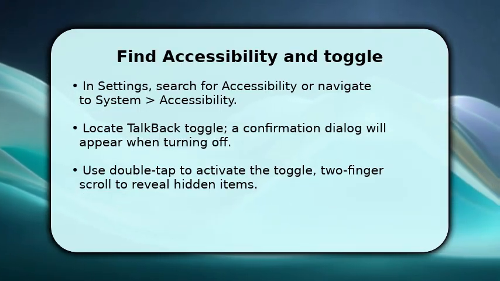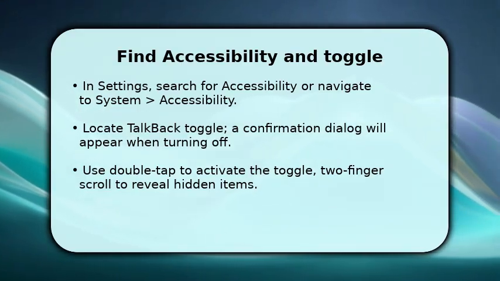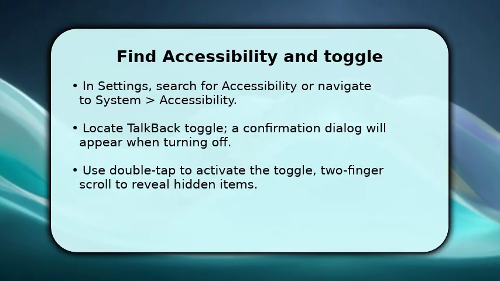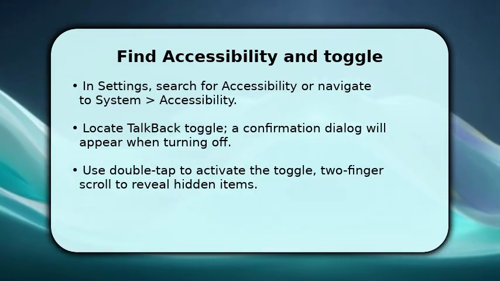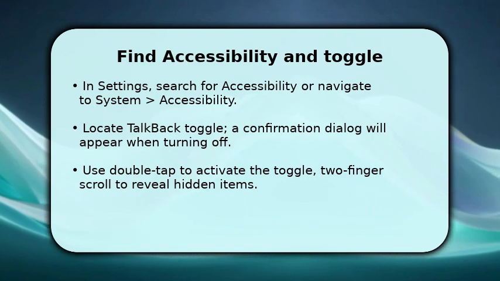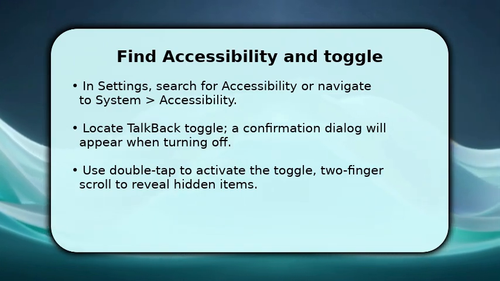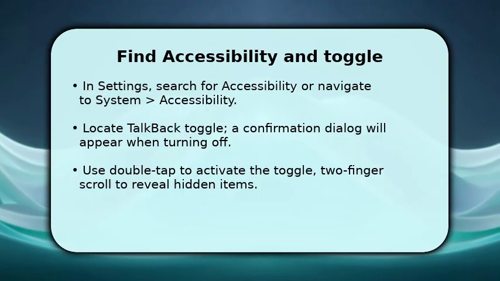The system will prompt a confirmation. Listen to the prompt and double tap Confirm to disable. Doing this removes gesture overrides and restores normal tap behavior, so you'll notice immediate change after confirming the dialog.